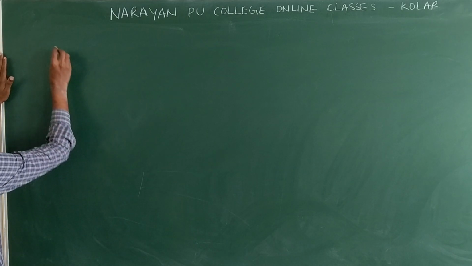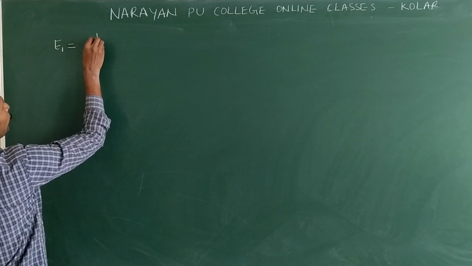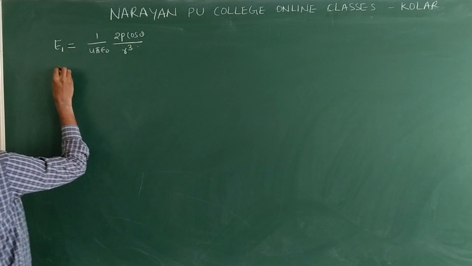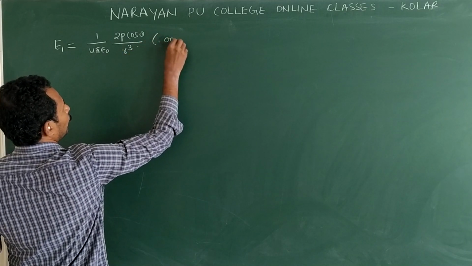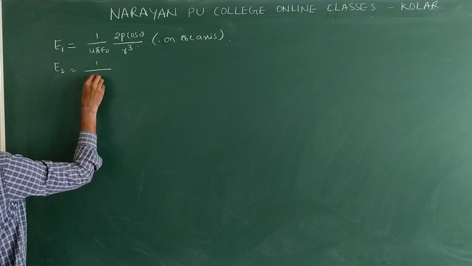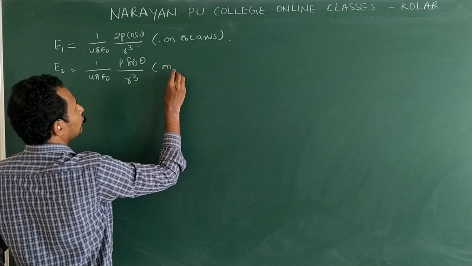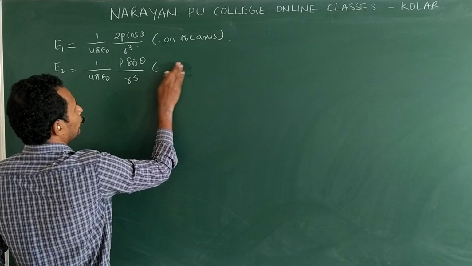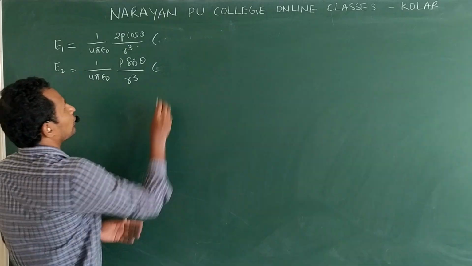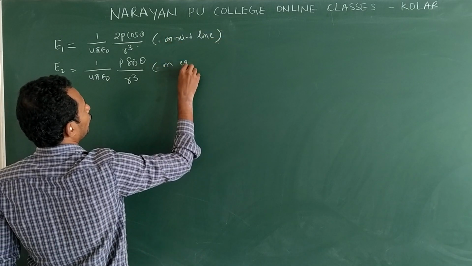So on the axis of the dipole, E1 is equal to 1 by 4 pi epsilon naught 2p cos theta by r cube, and this is on the axial line, into 1 by 4 pi epsilon naught p sin theta by r cube, on the perpendicular axis, on the equatorial line.